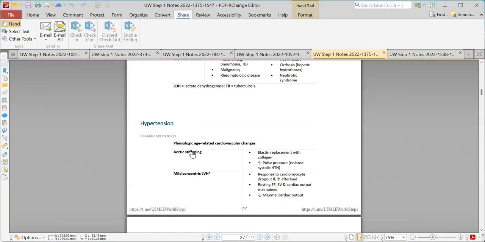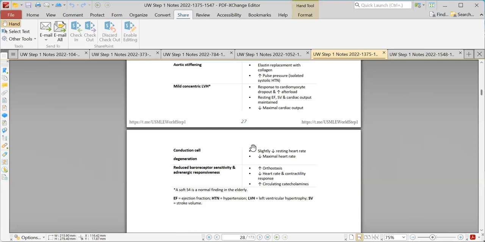What is the reason for hypertension in old age people? It should relate to the aortic stiffening, because the aorta over time becomes stiffer and stiffer. There is elastin replacement with collagen, increasing the pulse pressure, and mild concentric LVH is there. With SA node cell degeneration, there is a slightly decreased heart rate and reduced baroreceptor sensitivity. Over a period of time, reduced baroreceptor sensitivity is there, so there is a decrease in the heart rate and contractility.